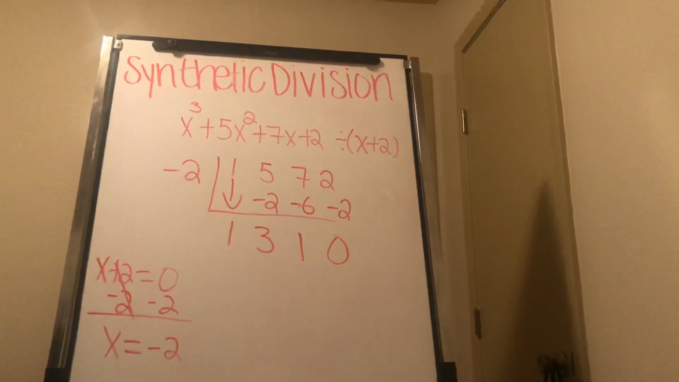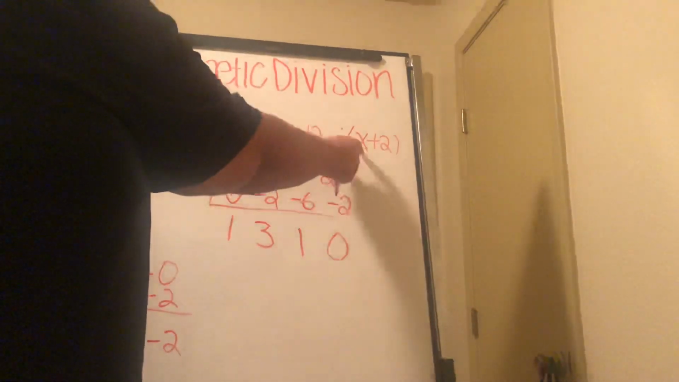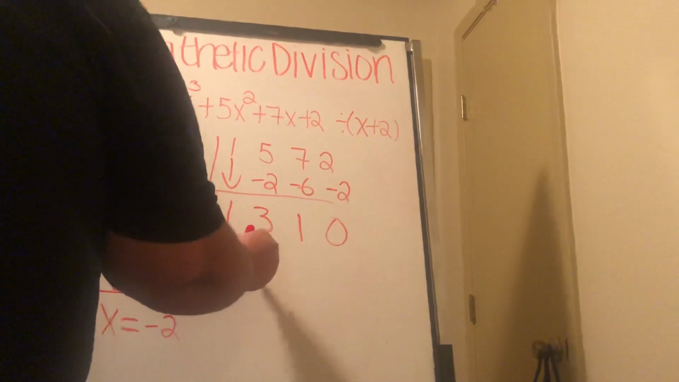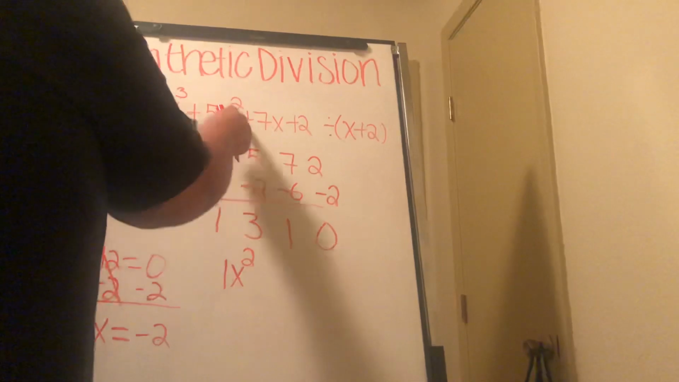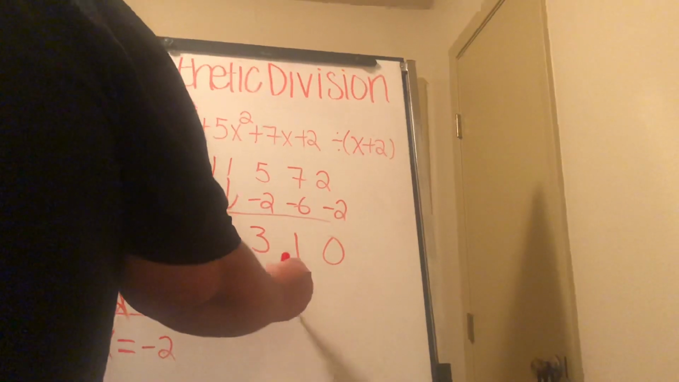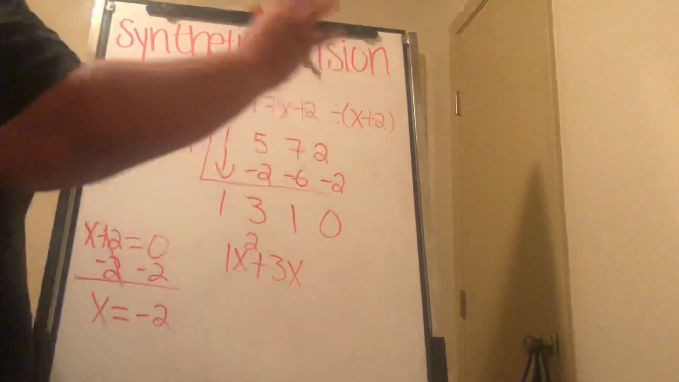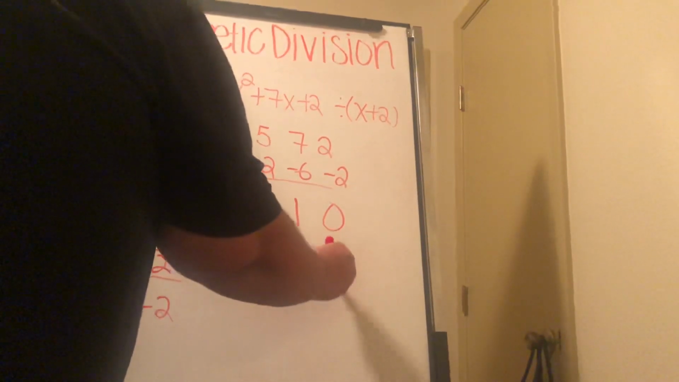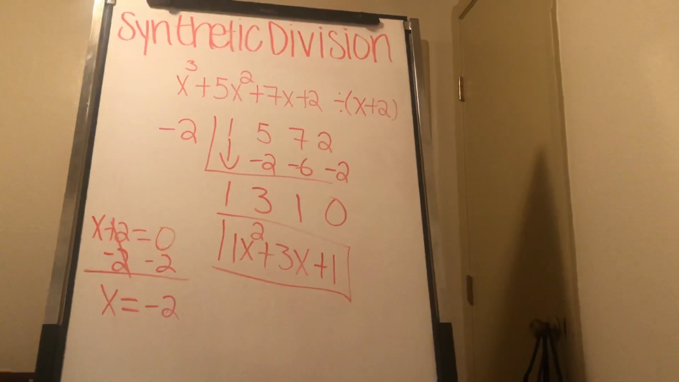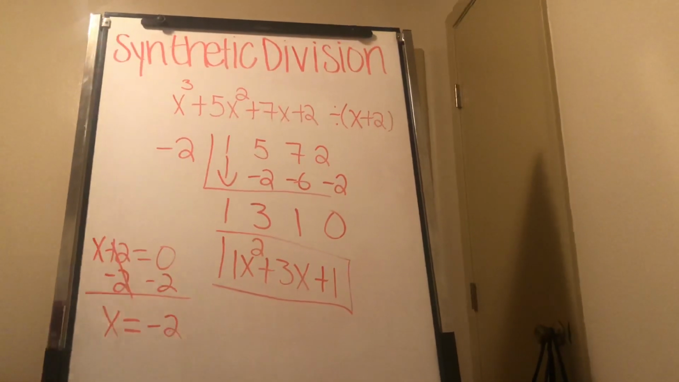And now let's put our answer together. The highest one that I have is x cubed. So x cubed minus x, that means I'm going to use the 1 as my coefficient, x squared. Next one, x squared minus 1, well, that's just going to be plus 3x. Last but not least, x minus x, they go away. All I have left is plus 1, and since my remainder is 0, you are golden. That's your answer.